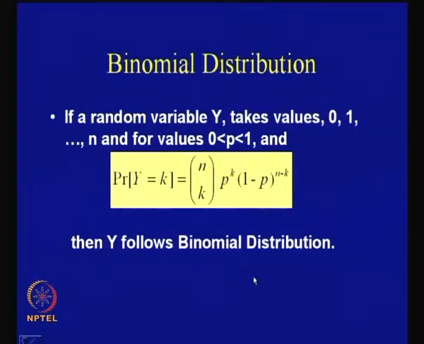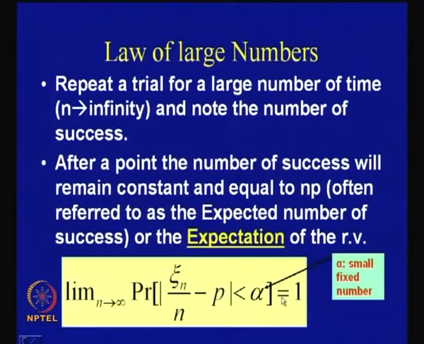Okay, and then we talk about something called the law of large numbers, very useful. It says that if we repeat a trial a large number of times, where n tends to infinity, and we note the number of successes, then after a point the number of successes will remain constant and will be computed by the expectation, which is nothing but the number of times you are repeating the experiment multiplied by the probability of success. Here p is the probability of success.